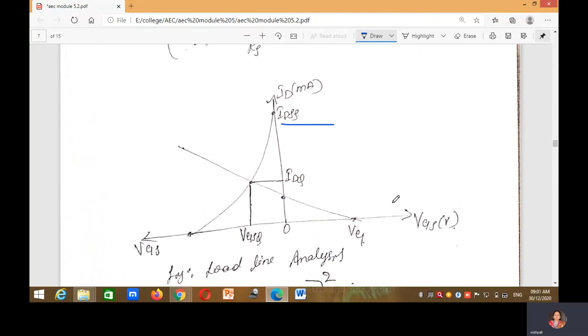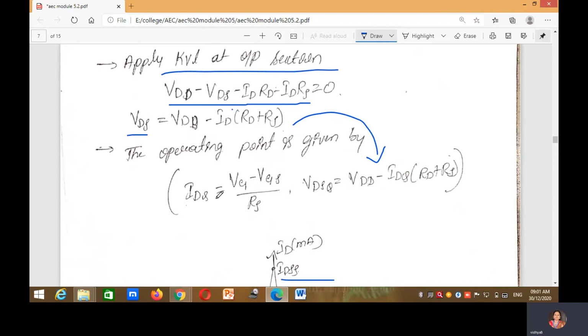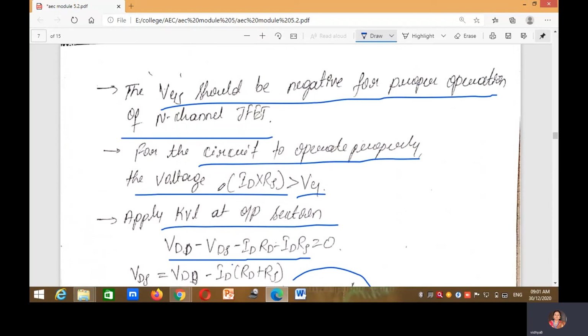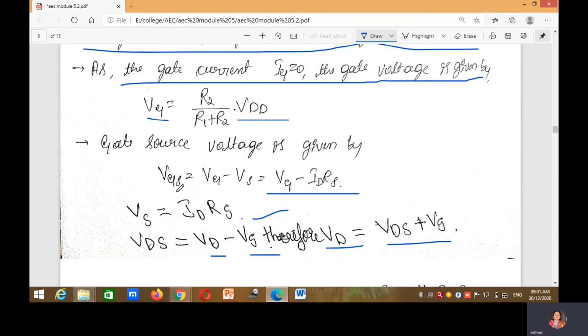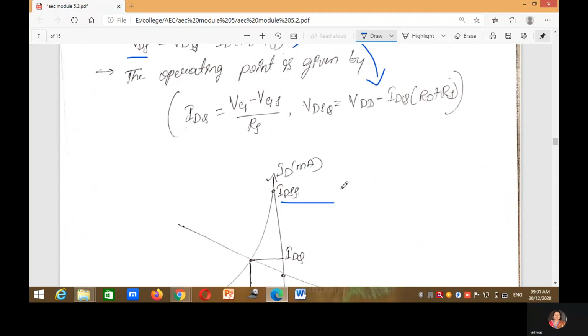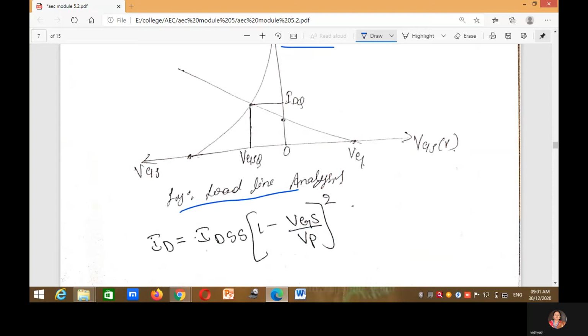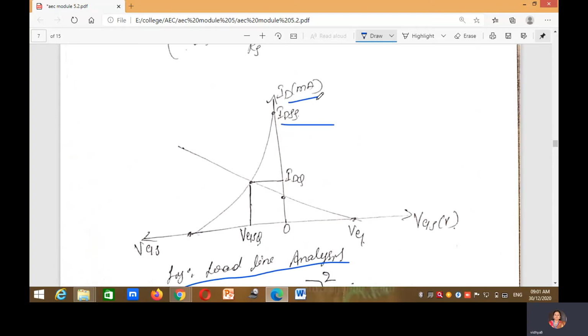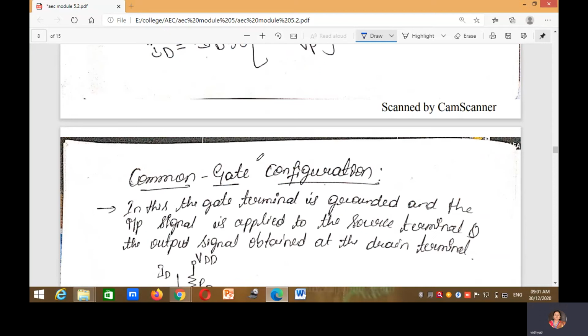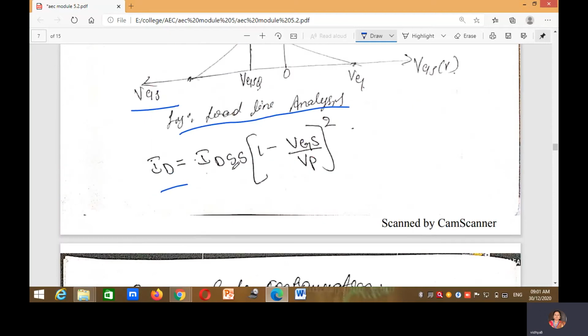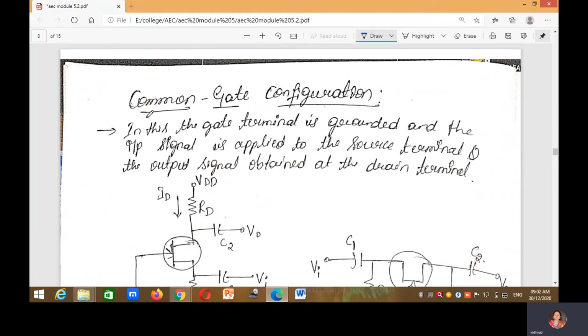IDSS, VGS is equal to what we got? VGS is nothing but VG minus ID into RS. Okay, this is a load line analysis graph, ID versus VGS. ID is equal to, usually what we write, ID is equal to IDSS into 1 minus VGS divided by VP whole square.